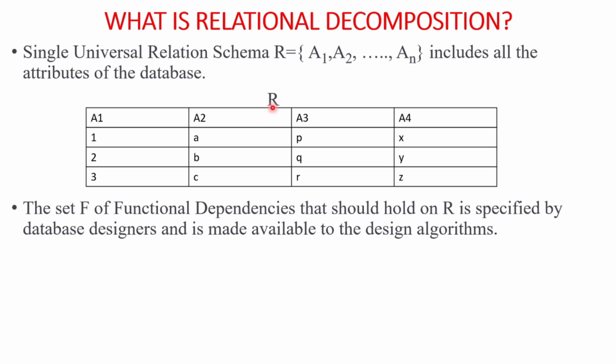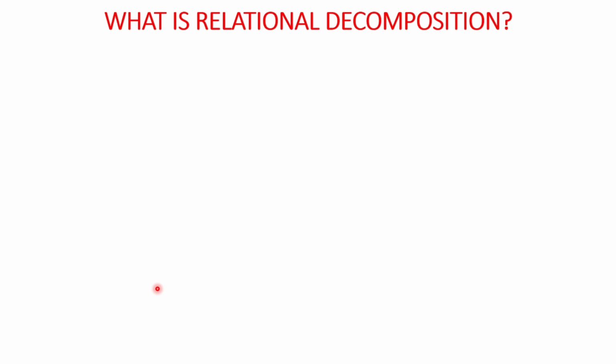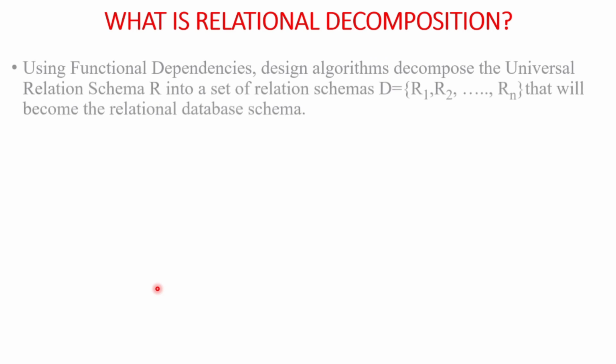So when you store the data inside the table, the database designer also defines the functional dependencies based on that table or that relation. So now this is the functional dependency set which is defined over this relation schema R. The first functional dependency is A1 tends to A2, the second is A2 tends to A3, the third is A2, A3 tends to A4. So these are the three functional dependencies. Each functional dependency has a left hand side and a right hand side. So first we'll learn what is relational decomposition.